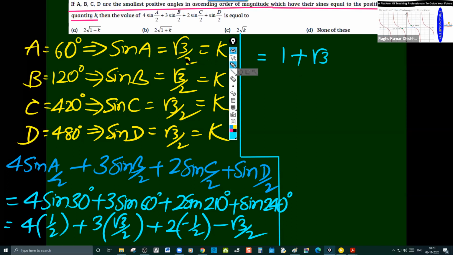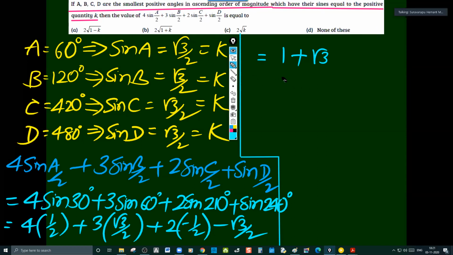Now check the answer. What is K? We have taken root 3 by 2. To replace root 3 by 2 here, we don't have a root here, because the answer contains a root. To replace K in place of root 3, you can write 2K. So it should be 1 plus 2K, but nowhere is 1 plus 2K seen. So we have to mark the answer as none of these? No.